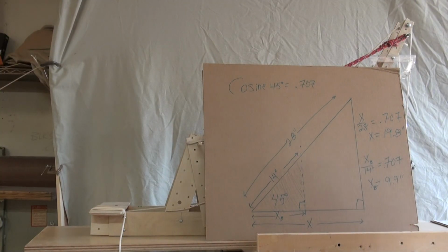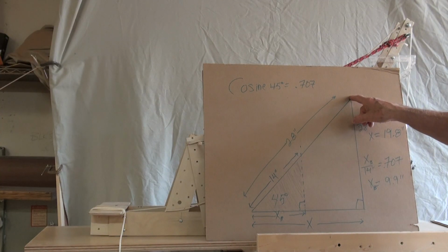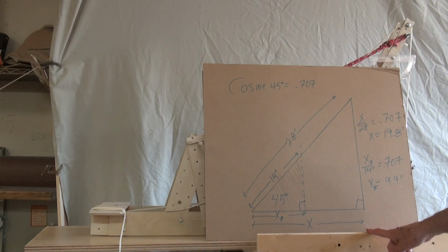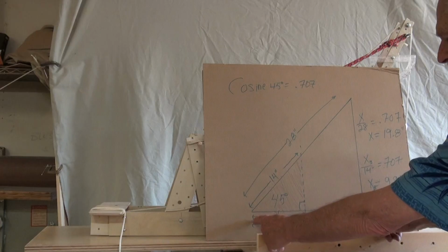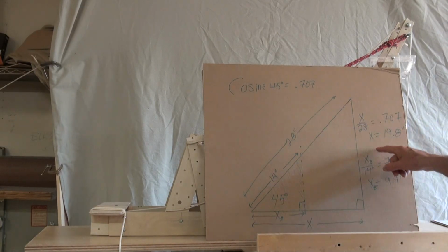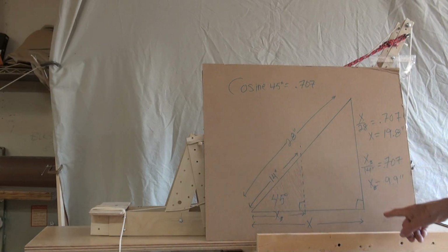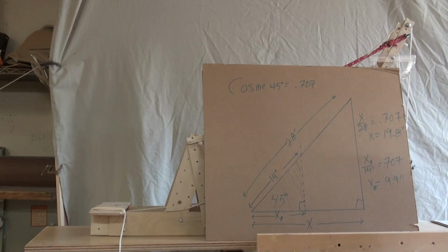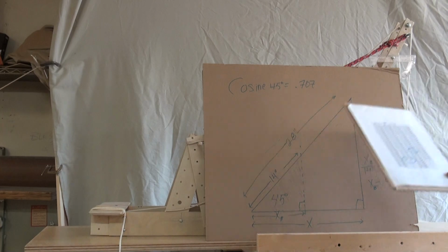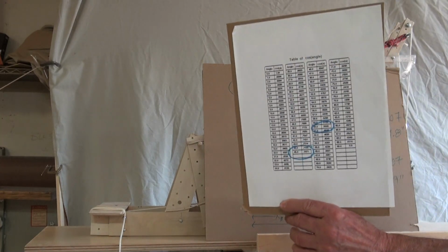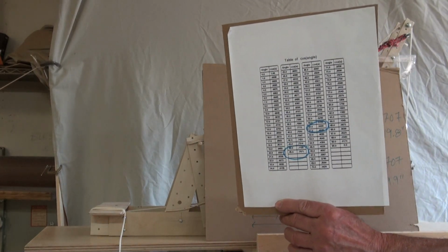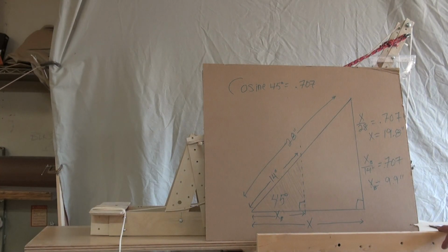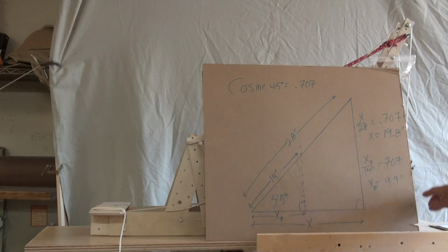Here's our new triangle. The boom is still 28 inches long. This is the dimension we want, this large x. So cosine is adjacent over hypotenuse, x over 28. But the angle is 45, and the value of the cosine is not 0.5, it's 0.707. Here we go. Cross multiply, 19.8 inches.